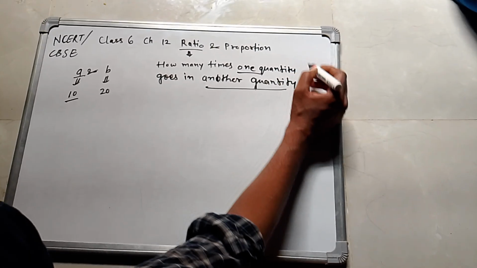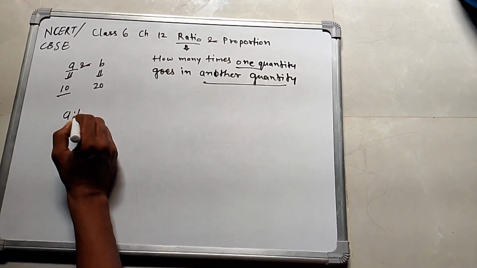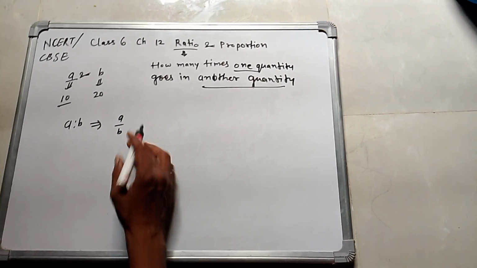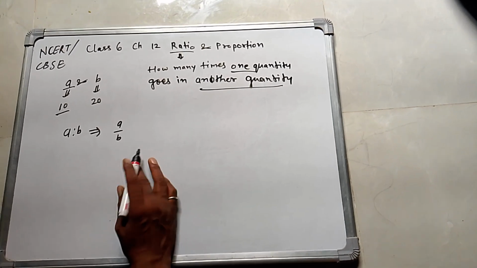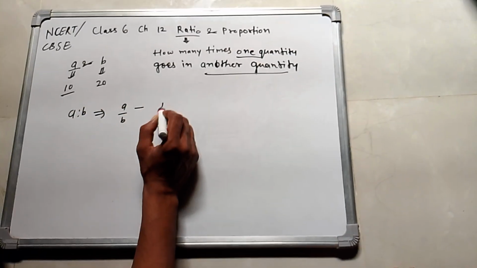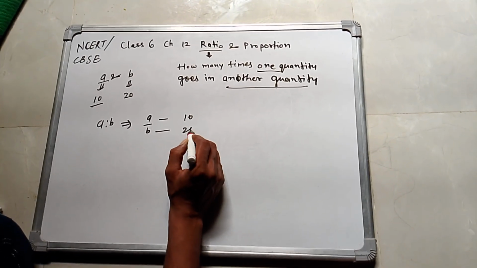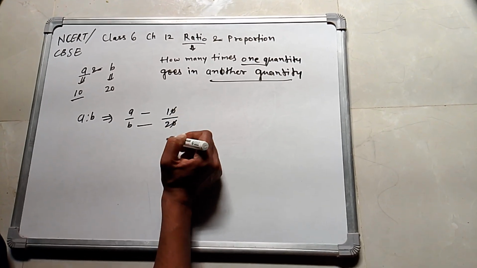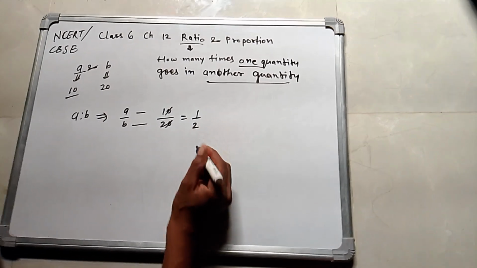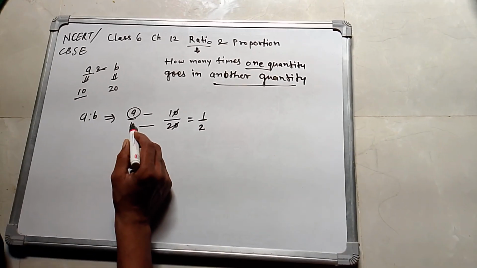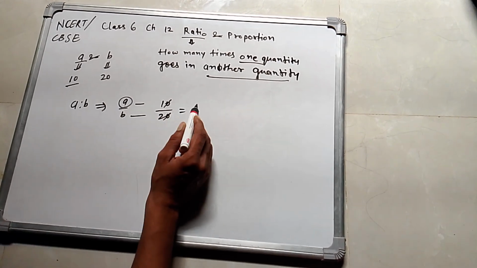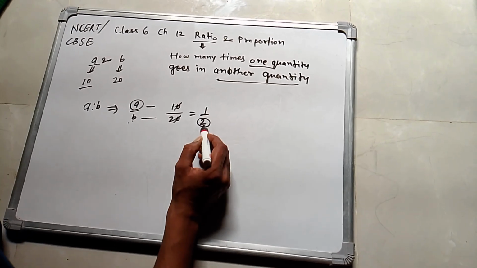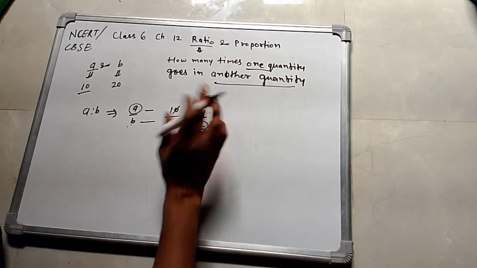Ratio can be written in the form A is to B, which can be written as A by B in the form of fraction. Here A value is 10, B value is 20. Zero zero cancel out, here 1 by 2. That means A quantity is 1, B quantity is 2. So B is 2 times of A.